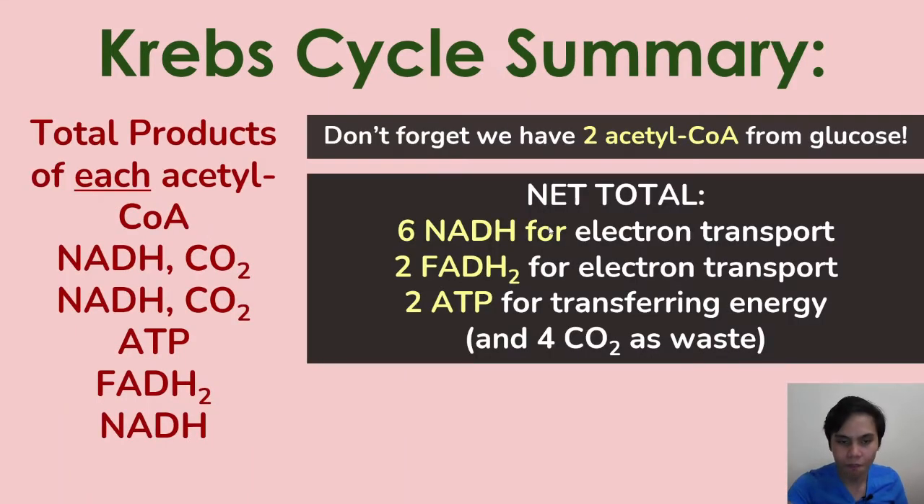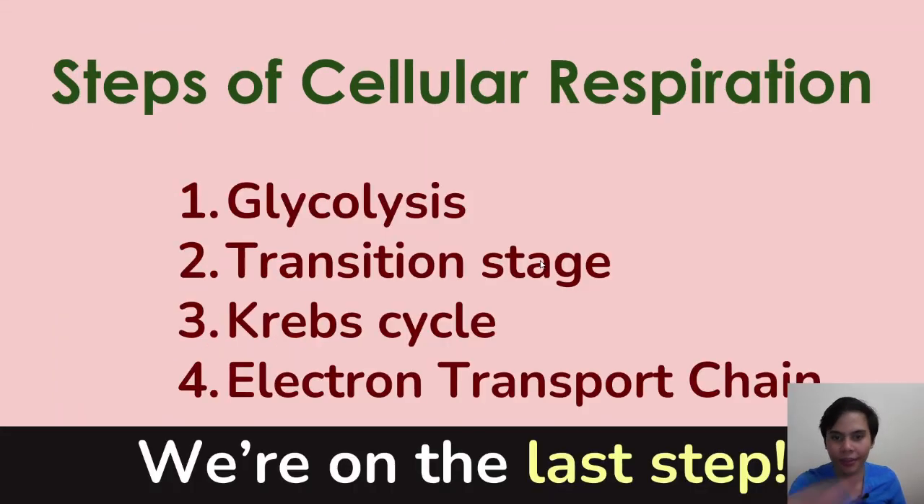So in total, we have 6 NADH, we have 2 FADH2, and 2 ATP, again from 2 acetyl-CoA. So each one creates 3-1-1, so it became 6-2-2, since we have 2 acetyl-CoA molecules. So this is our net total from 1 glucose.